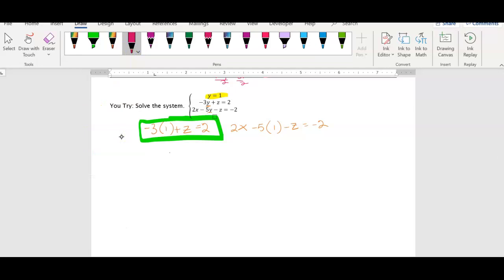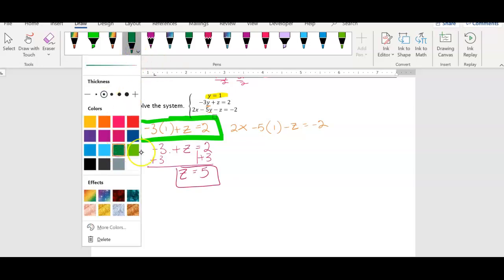So -3 times 1 is -3. Bring down my z equals 2. And now to solve, I only have to do one step. Bring my 3 to the other side by adding it. So z equals 5. And now I have my second answer.